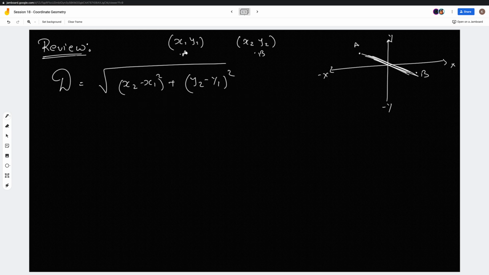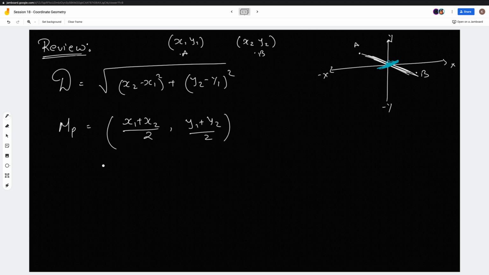Now you have the same points A and B. You're trying to find out what is the center point. What is the midpoint? So let's say this is your midpoint, right? If you want to find the midpoint, then you're going to write midpoint is equal to x1 plus x2 divided by 2, comma, y1 plus y2 divided by 2.